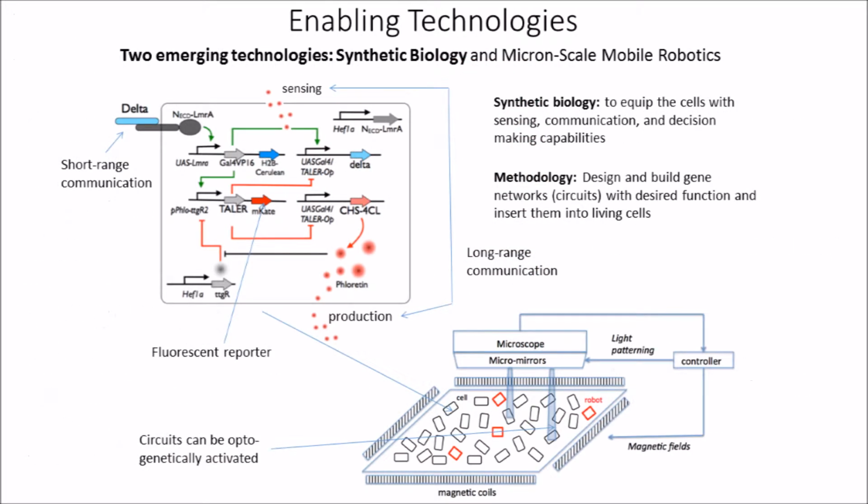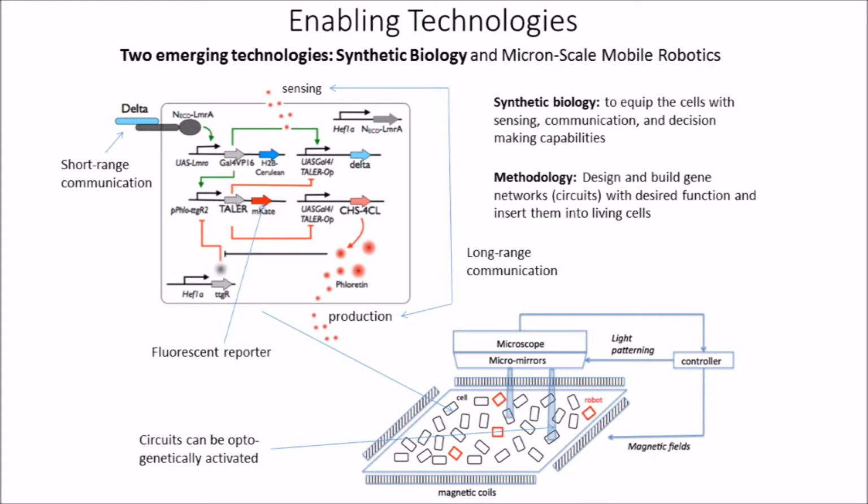This project is enabled by two emerging technologies. We use synthetic biology to equip cells with sensing, communication, and decision-making capabilities. Here we show an example of a genetic circuit designed and built in the Weiss lab at MIT that allows for long-range communication using a diffusible molecule called fluoretin and short-range communication through direct contact using a protein that protrudes outside the cell called delta.